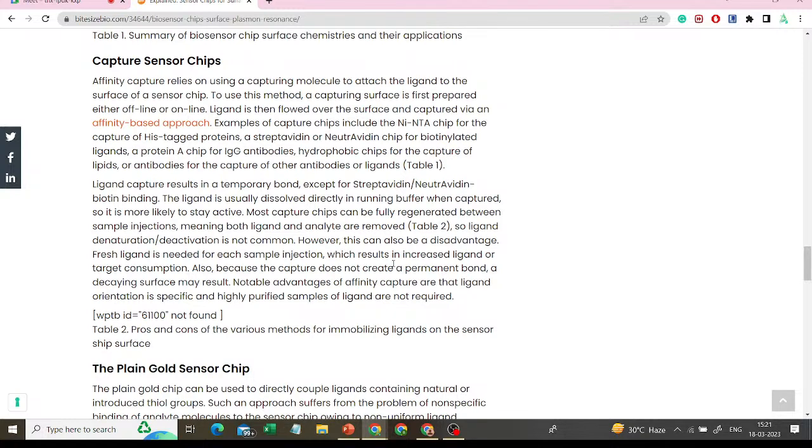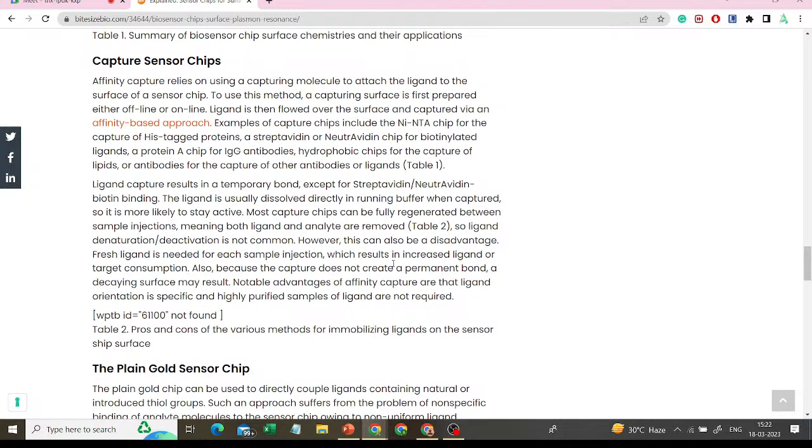So here are the different chips that can be used for the different functionalities. Like the NTA chip will capture your His-tagged proteins, a streptavidin or neutravidin chip for the biotinylated ligands, and a protein A chip for IgG antibodies. Hydrophobic chips for the capture of lipids. So hydrophobic chips you require for the capture of the lipids, because you know that the lipids are hydrophobic in nature, and antibodies for the capture of other antibodies are the ligands.